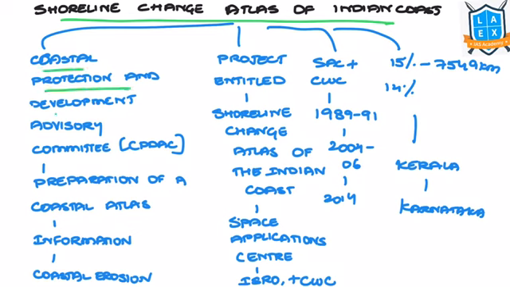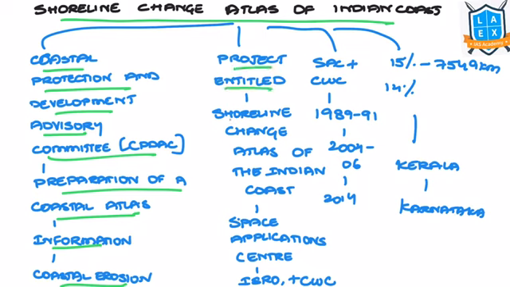The shoreline change atlas of the Indian coast. The Coastal Protection and Development Advisory Committee, CPDAC, recommended the need for the preparation of a coastal atlas showing information related to coastal erosion derived from satellite data and protection measures undertaken by all maritime states of India. Accordingly, a project entitled Shoreline Changes Atlas of the Indian Coast was initiated by the Space Applications Centre of ISRO, Ahmedabad, in collaboration with the Central Water Commission.